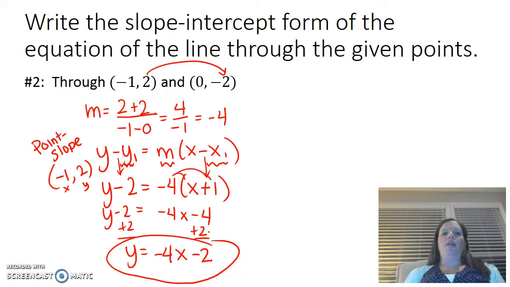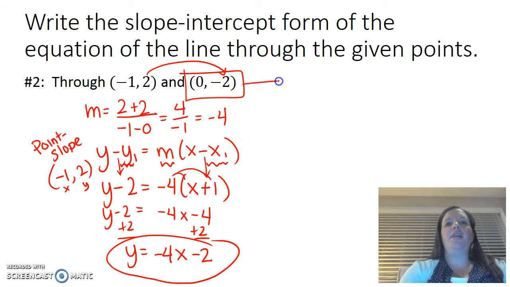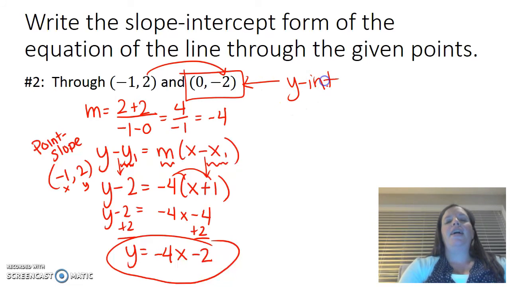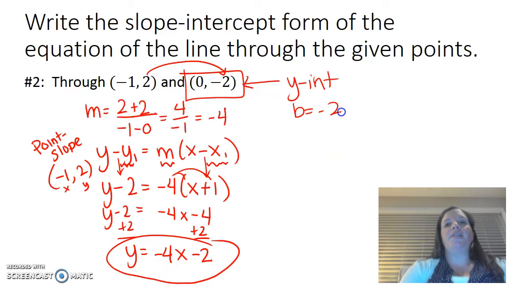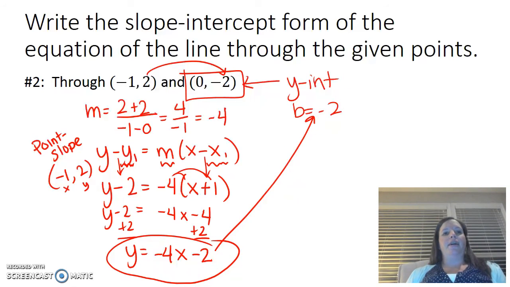I think overall, I mostly did the questions on the key this way. Just to double check, I don't know if you noticed at the very beginning, the point here we had, because it's 0 comma a number, actually is the y-intercept, which means my b value is negative 2, which matches what my equation ended up being.